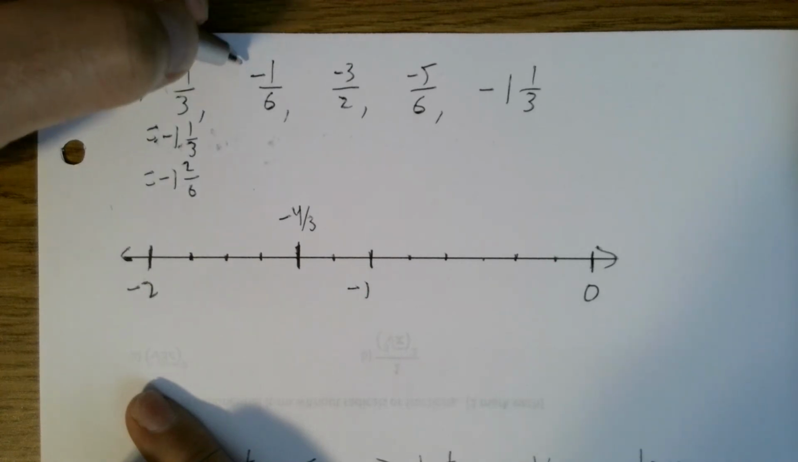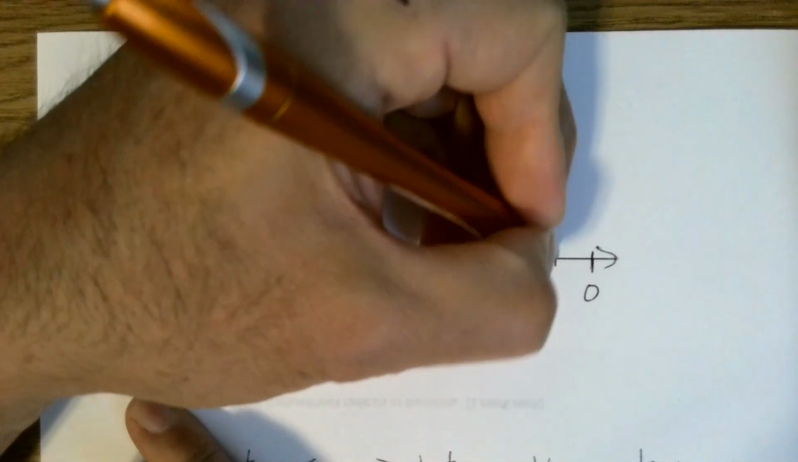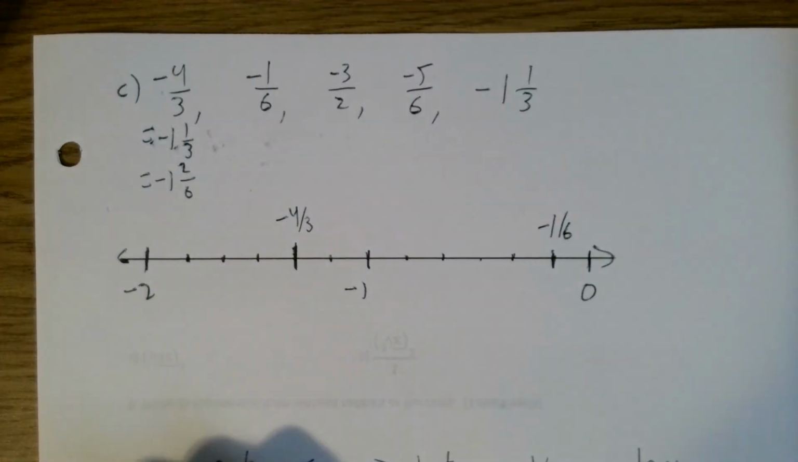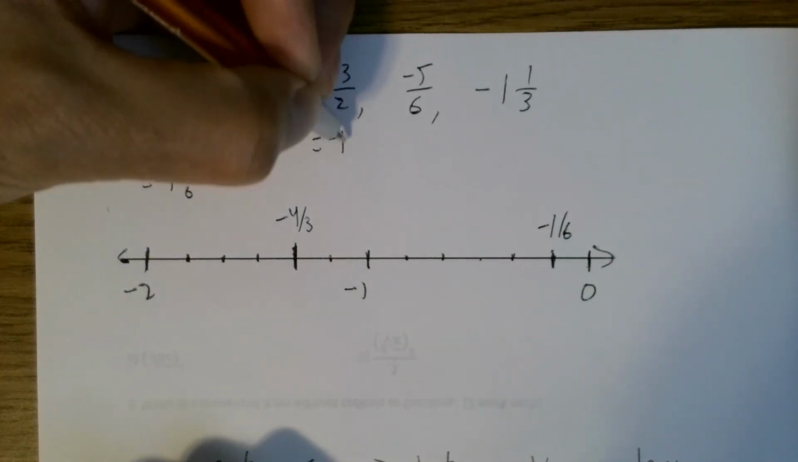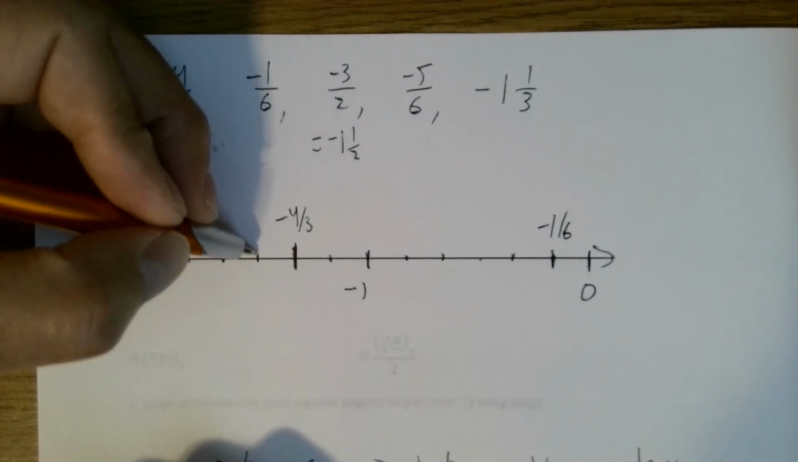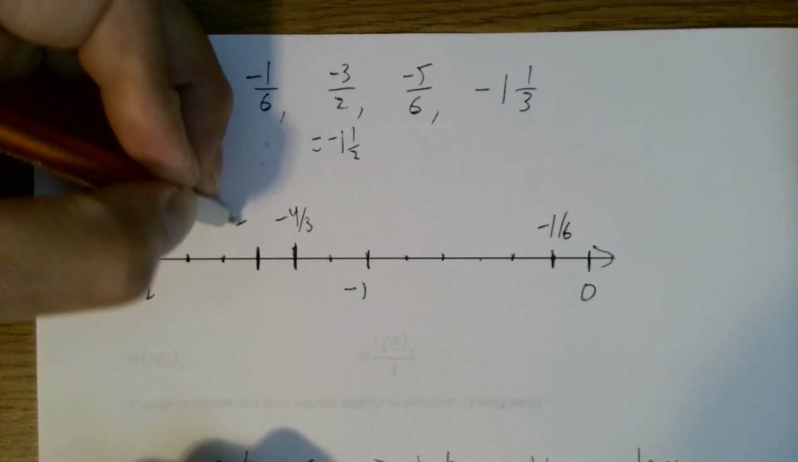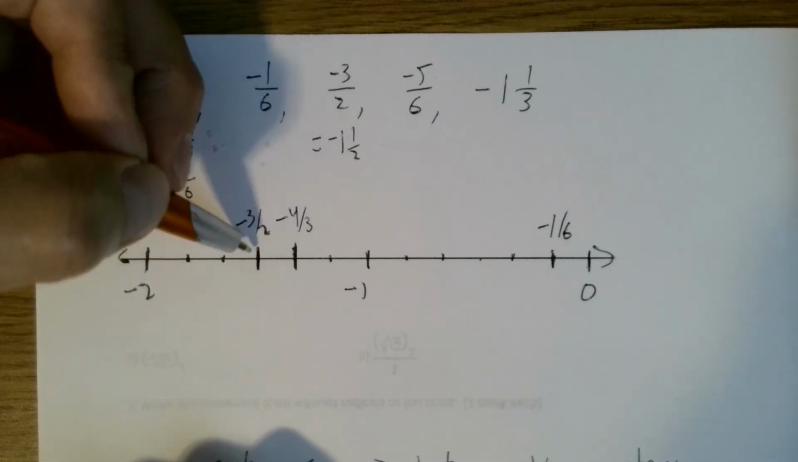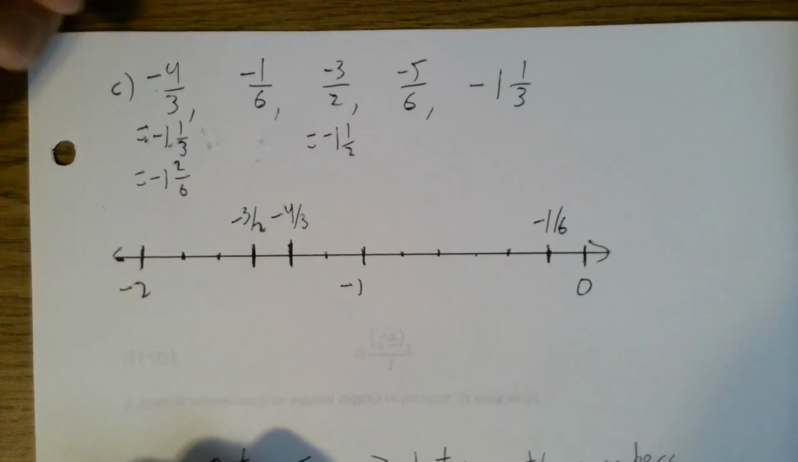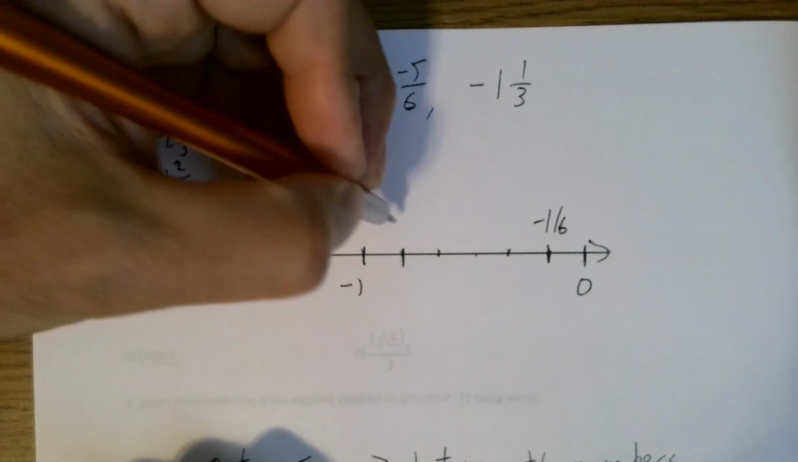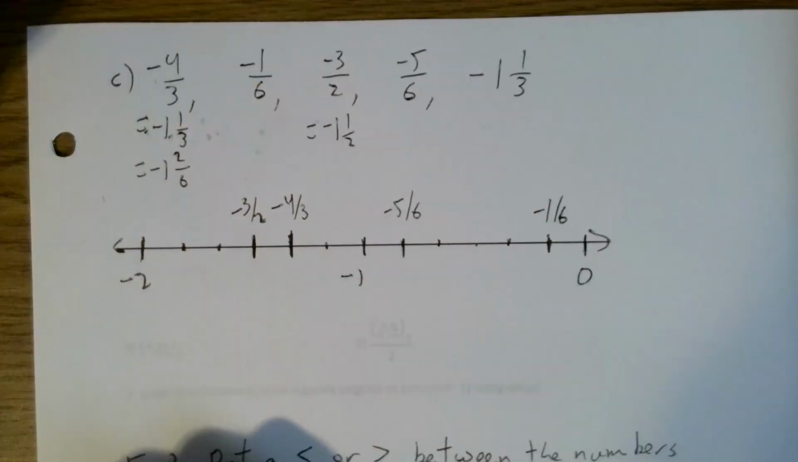Okay, -1/6, that one's easy, right there. -1/6 is there. -3/2, that's going to be the same as -1 1/2, and that's good enough for me to figure out where that is, because that's halfway between -1 and -2. So there's -3 over 2 there. If you wanted to, you could think about it as -3 over 6. Okay, -5 over 6, that's going to be 5 of the 6 spaces between 0 and -1.